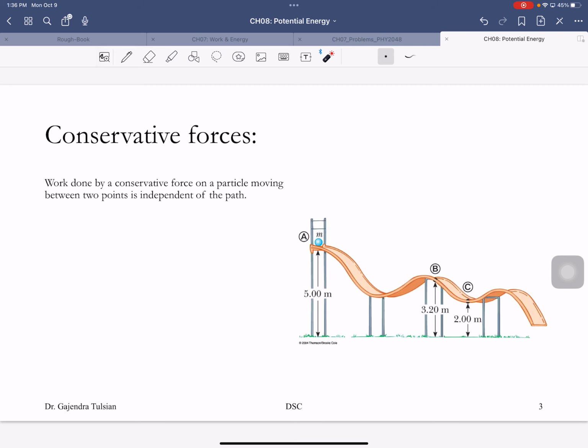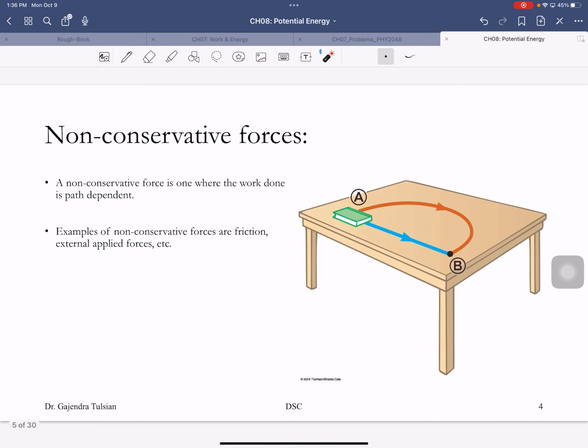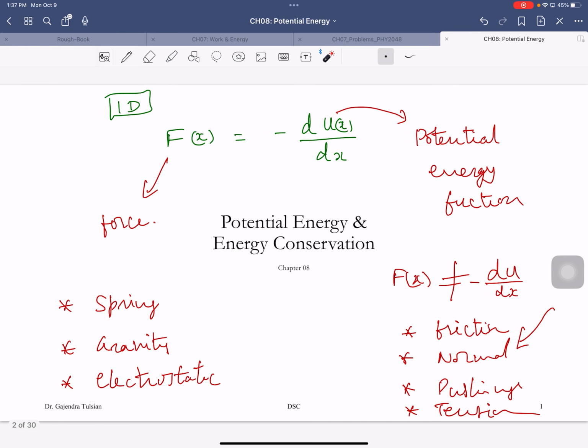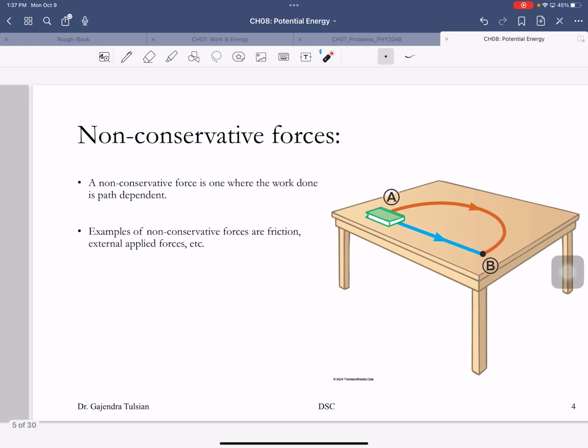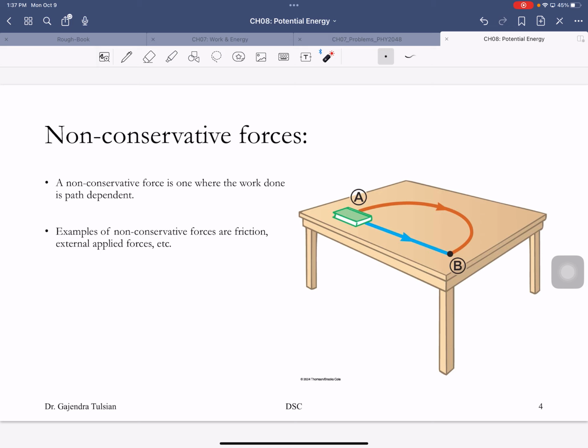Friction is a non-conservative force, so the work done by friction will depend on the path taken. So non-conservative forces are such that those forces cannot be written as the derivative of a scalar function. You guys understanding this? I'm introducing the terminology all over.